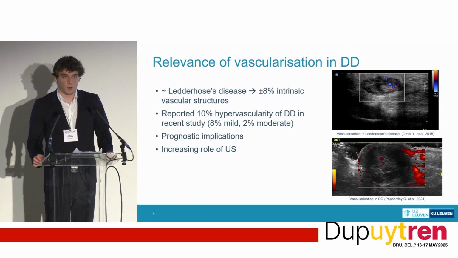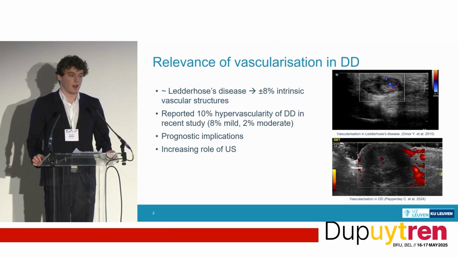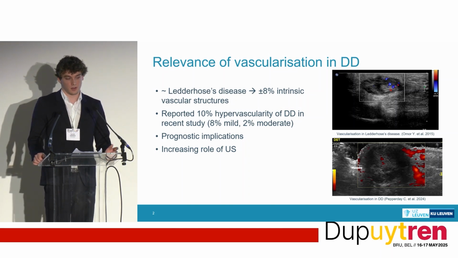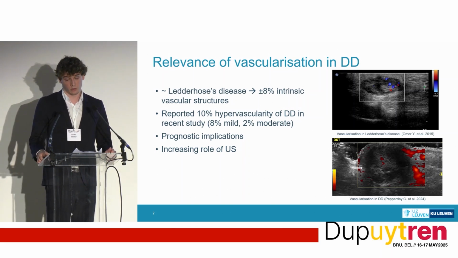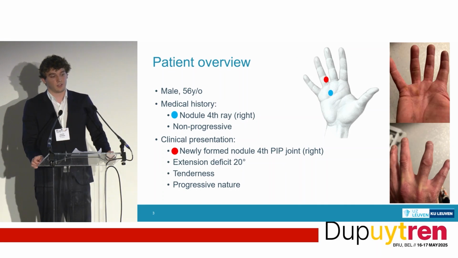So, more importantly, why would we look for vascularization? I predict that it has some kind of prognostic implication. Seeing the increasing role of ultrasound, it seems to me that it's very important to look at all features of Dupuytren's disease. So, our patient is a 56-year-old male.